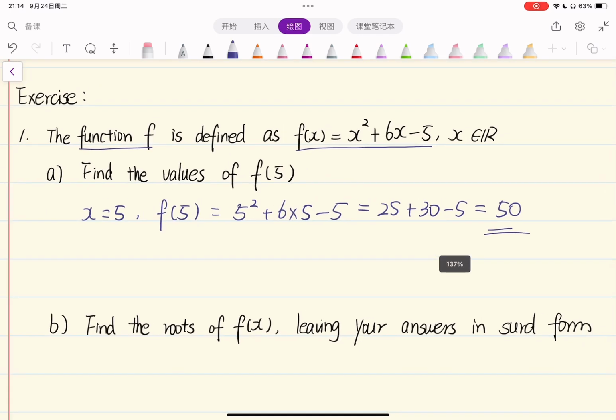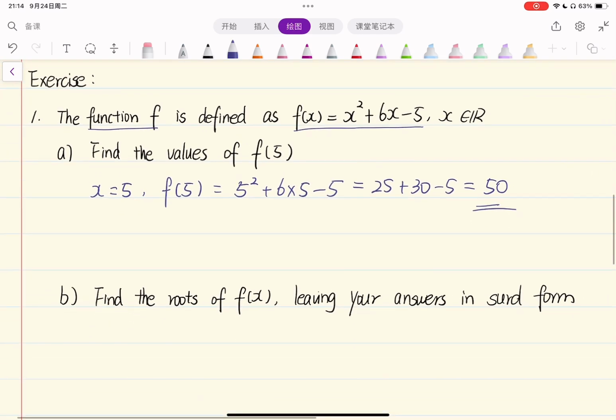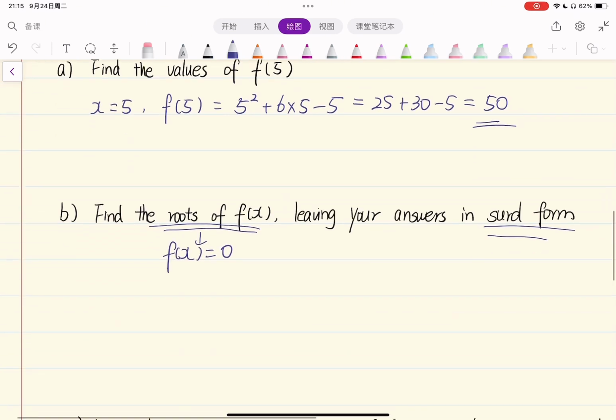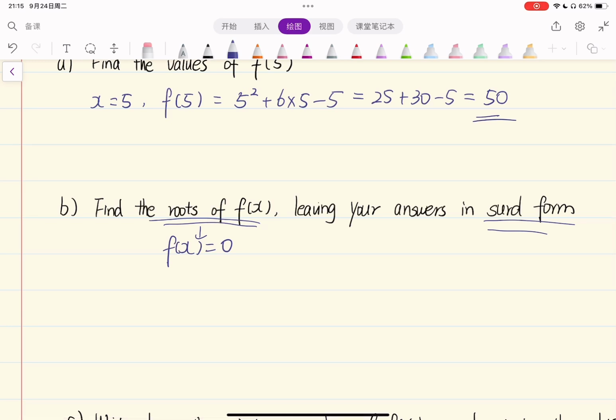Now move on to part B. The question asks for the roots of f(x), leaving your answer in surd form. So the roots of f(x) means we need to find the values of x such that f(x) equals 0. Then we have x squared plus 6x minus 5 equals 0, and we need to find the roots of that.